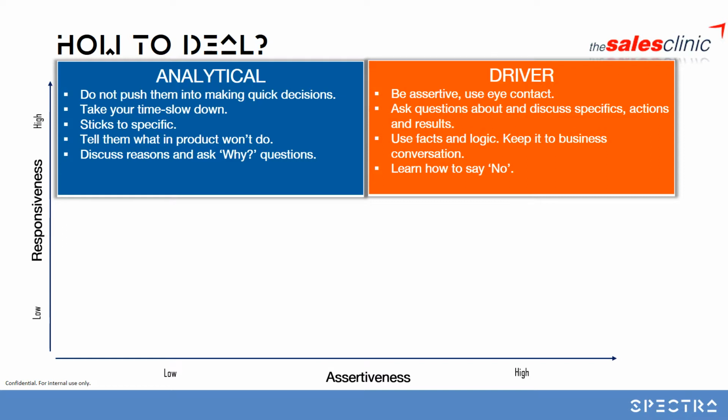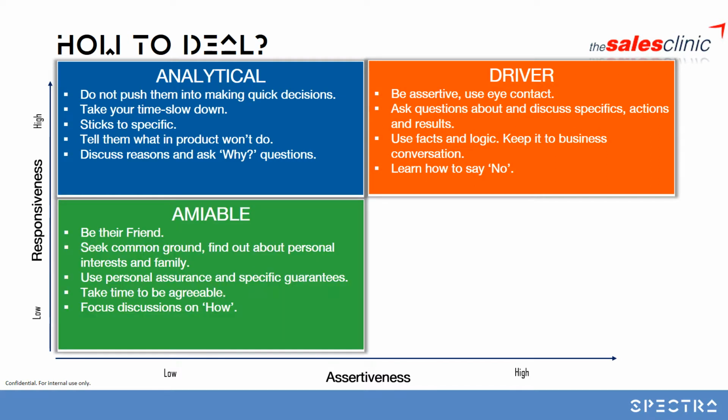Let's move to amiable customer now. With amiable customer, you should act friendly. Try to go on a common ground. Talk about personal interest, their family. Use personal assurance and guarantees. You should focus your discussion on how part.